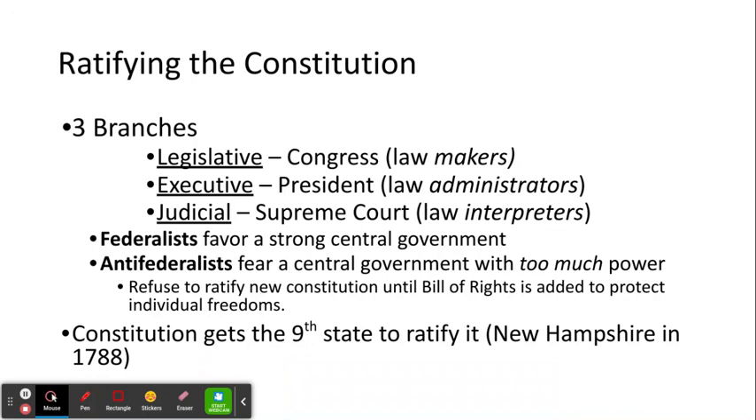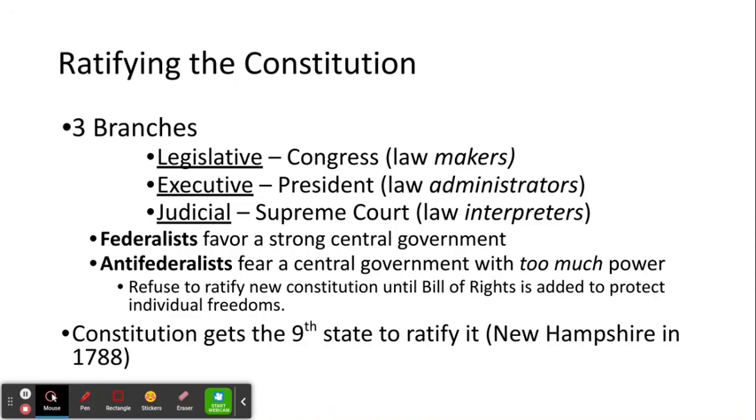The 3 branches are called the legislative branch. Those are the lawmakers. They make the laws. That's Congress, the House, and the Senate. The executive branch, which is the president and all of the executive enforcement agencies. They are the law administrators, or in other words, the law doers. They make sure the law is carried out. And there is the judicial branch, which is the Supreme Court and all of our court systems. These guys are the interpreters or the judgers of the law. Their job is to make sure the laws actually work and don't violate the Constitution.